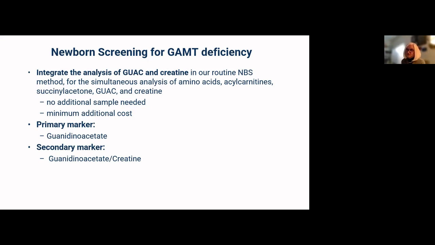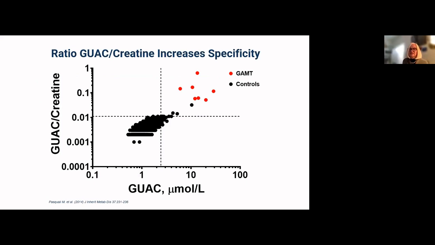The primary marker for GAMT deficiency was obviously guanidinoacetate. And then, because with the block in GAMT, creatine, which is the product of the reaction, is low, we used as a secondary marker the ratio guanidinoacetate to creatine. Next. And this slide shows how the specificity of the screening can increase when you're using both guanidinoacetate and the ratio guanidinoacetate to creatine.